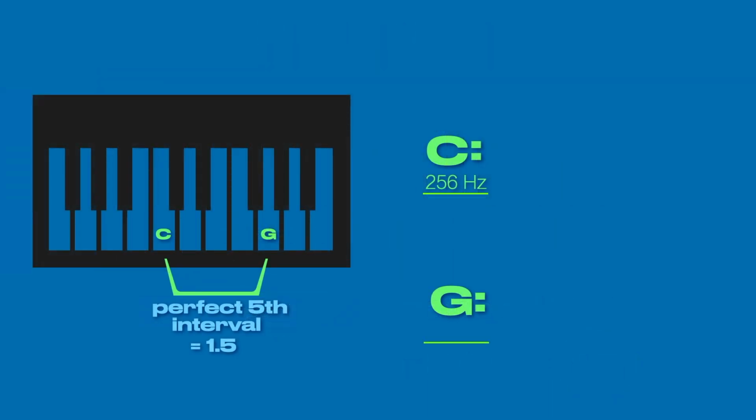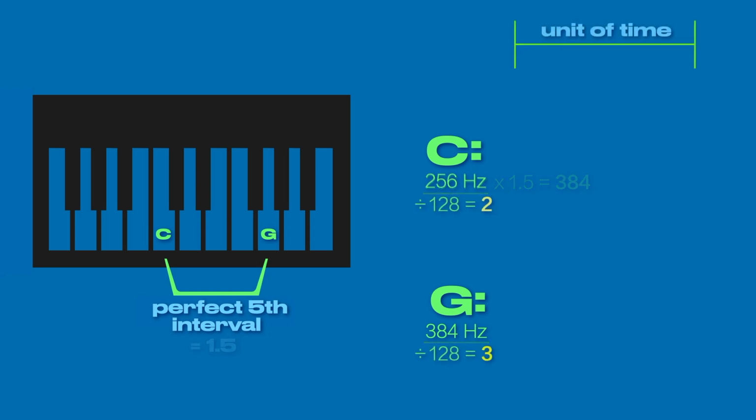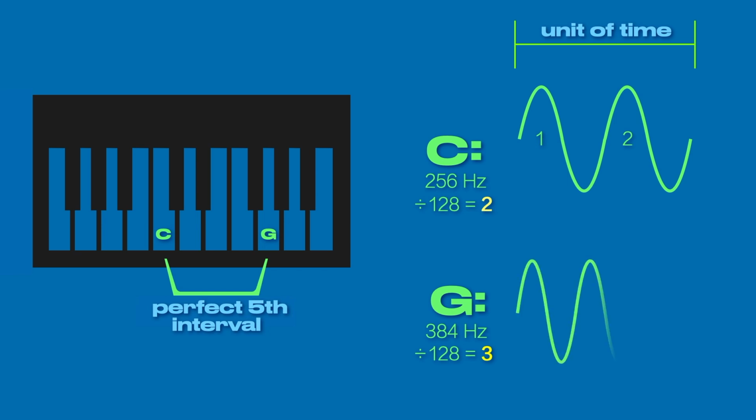So for example, using middle C at 256 Hz, we can stack a fifth above C by multiplying its frequency by 1.5. This gives us G at the frequency of 384 Hz. And the ratio of a perfect fifth, 3:2, is recognized by the fact that for every 2 wavelengths of C's frequency, there will be 3 wavelengths for its perfect fifth of G.